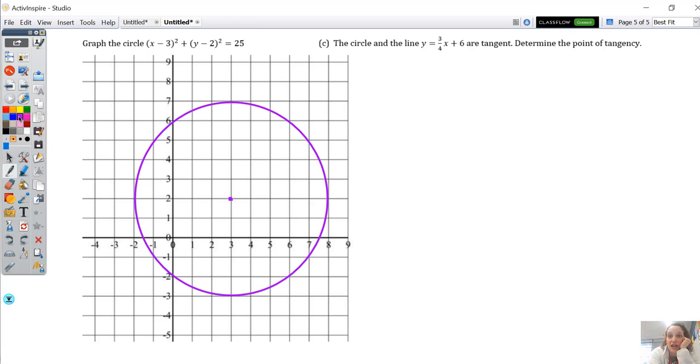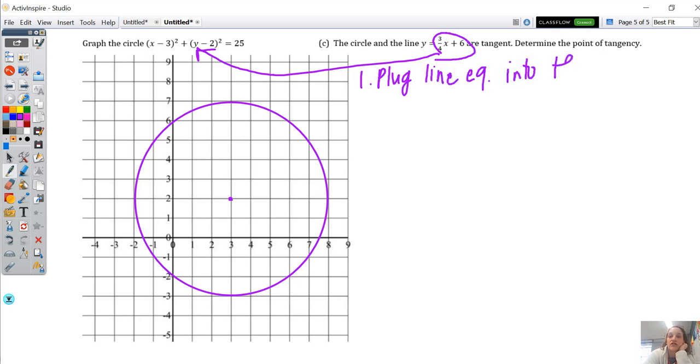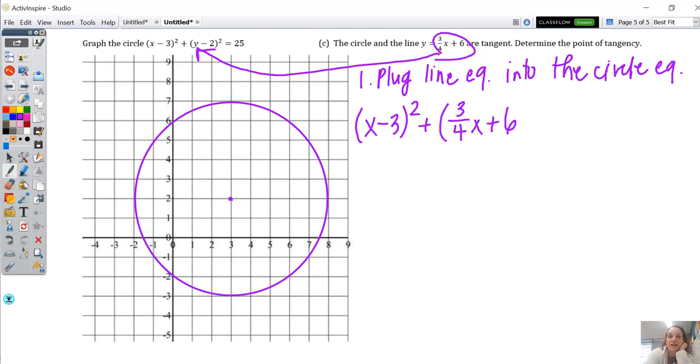We're going to plug this right side of the equation into the circle equation for y. So step one, plug the line equation into the circle equation. We're going to do some substitution. So I'll have (x - 3) squared plus, instead of y, I'm going to have (3/4 x + 6 - 2) squared equals 25. I'm going to need to clean that up, combine some like terms.